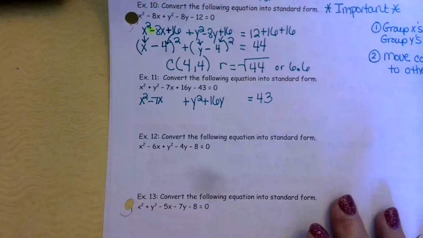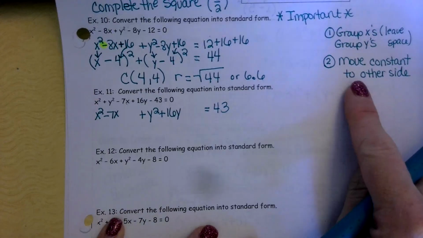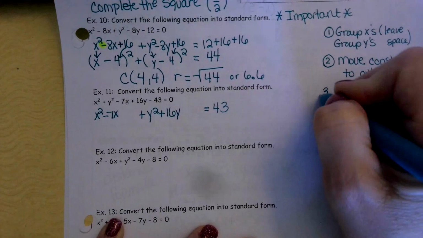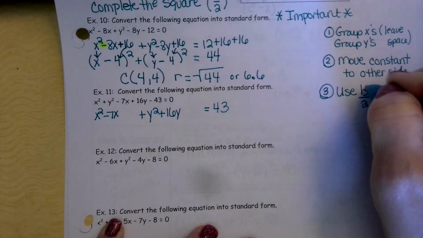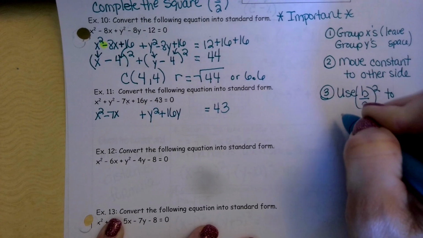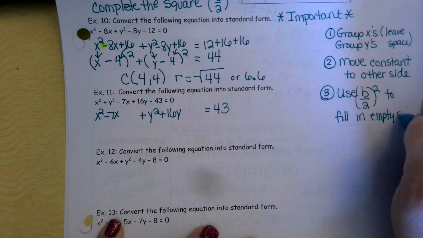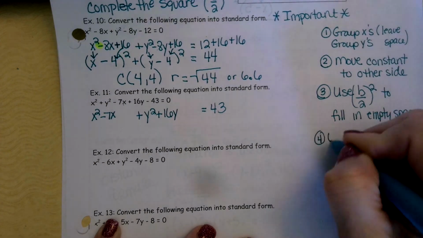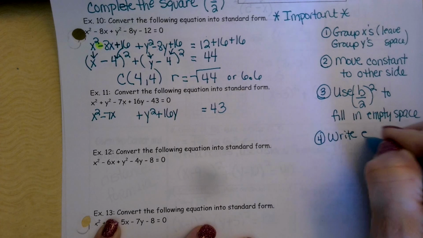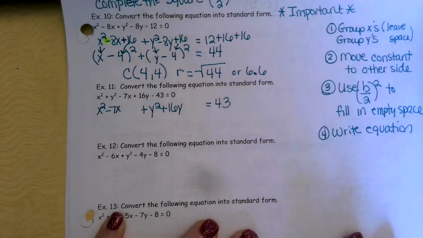That is not hard. Okay, group the x's together, group the y's together, move the constant to the other side. By the way, I never put the other step on here. Then we use our formula to fill in the empty space. And then step number 4 is to write the equation.